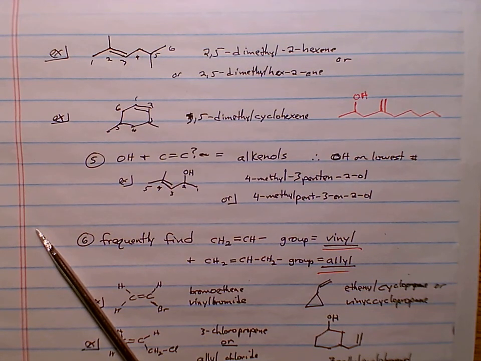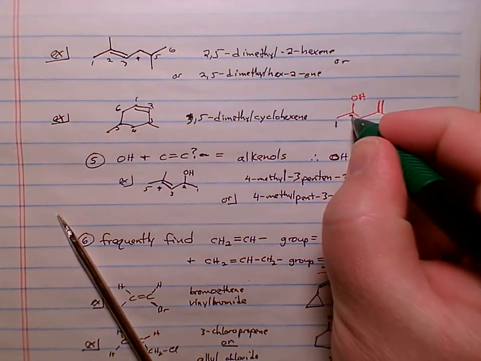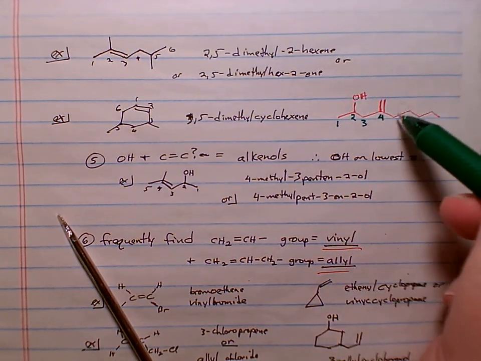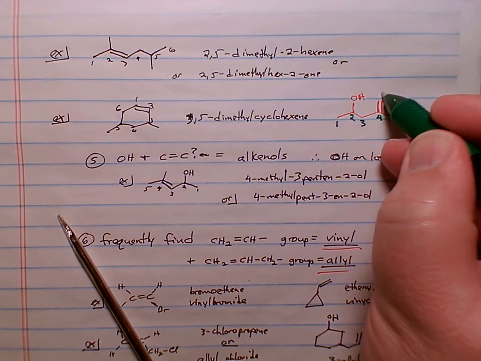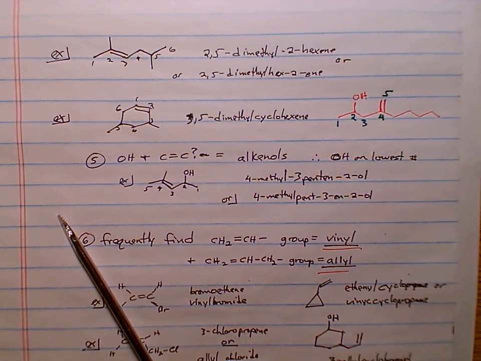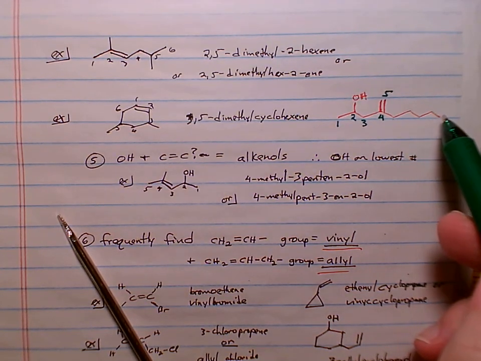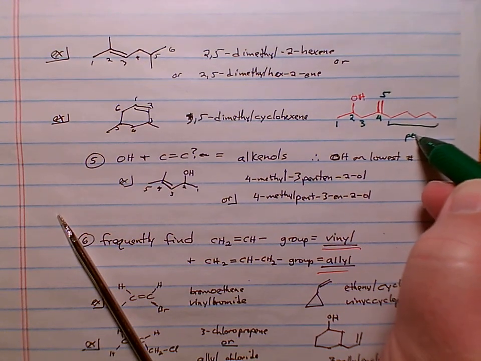Let's take a look. 1, 2, 3, 4. Since we must contain both carbons of the carbon-carbon double bond, the next carbon, 5, is up here. 1, 2, 3, 4, 5. This is a 5-carbon group. This is a pentyl group.